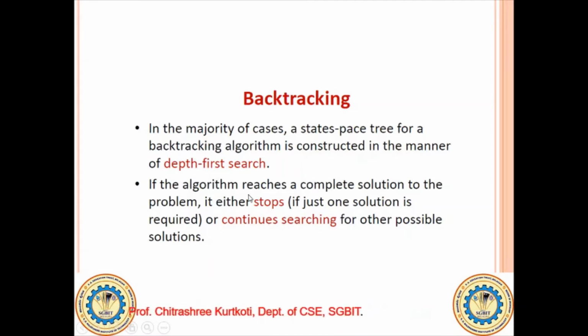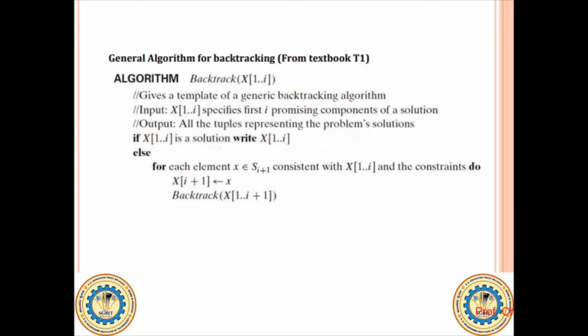If the algorithm reaches a complete solution, and for some problems a single solution is enough, then the algorithm is going to stop. Otherwise, if there is more than one solution for that particular problem, the algorithm continues searching for other alternate solutions. So this is the general algorithm for backtracking, which is referred from the prescribed textbook.